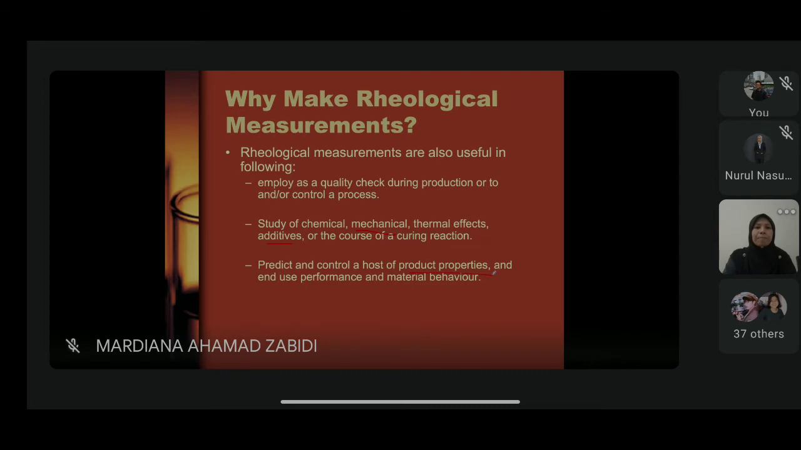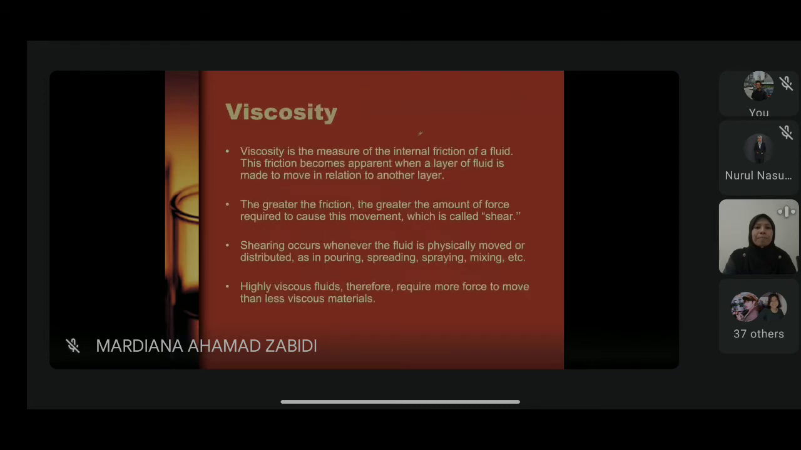Alright. Okay, so viscosity. Viscosity is the measurement of the internal friction of the fluid. Friction tu contohnya we have liquid, okay, and then liquid tu is being mixed. Okay, when it starts to be mixed, it has some friction, ada geseran dekat situ. Okay, so the friction will become apparent when a layer of fluid is made to move in relation to another layer. Okay, nanti yang ni I explain sekejap lagi.